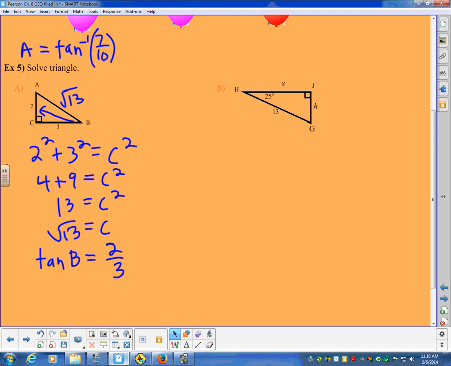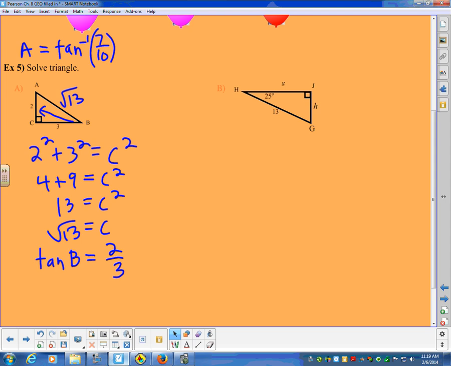Okay, listen carefully. You've got to type in the 2 divided by 3 first. So do it right now. Do 2 divided by 3, and you get a number. Then hit second, and then the tangent button. Hit equals, and then hit second, and then tangent. Tesla, you got to do the same thing. So you get 33.7. So do 2 divided by 3 first.